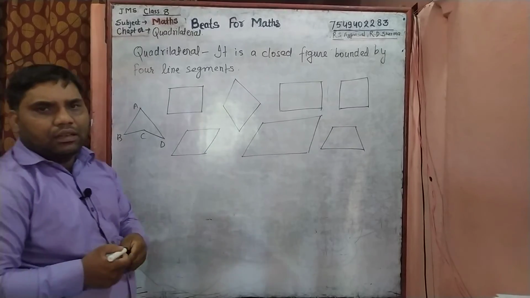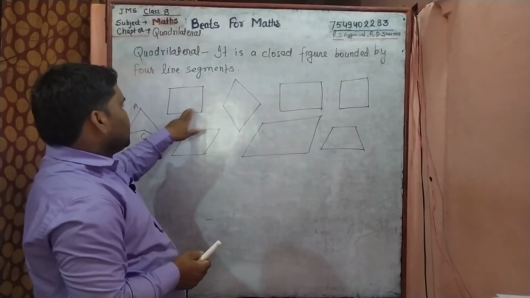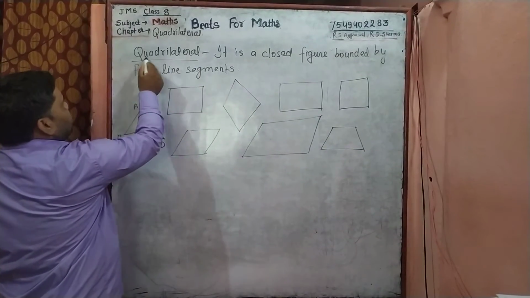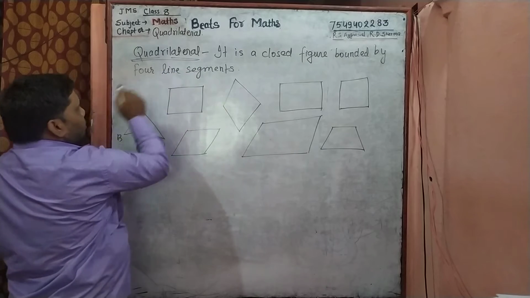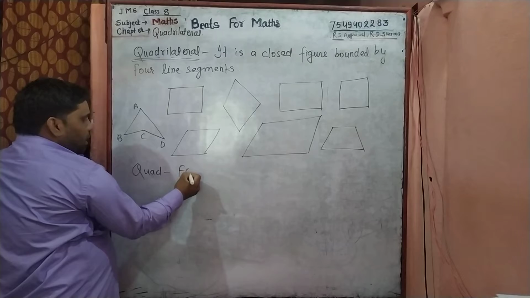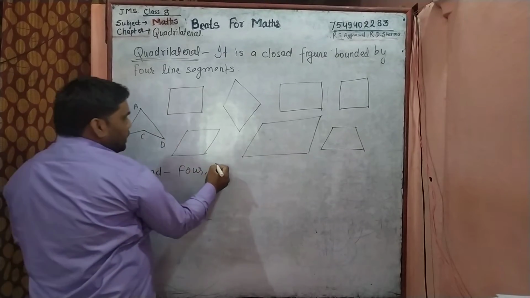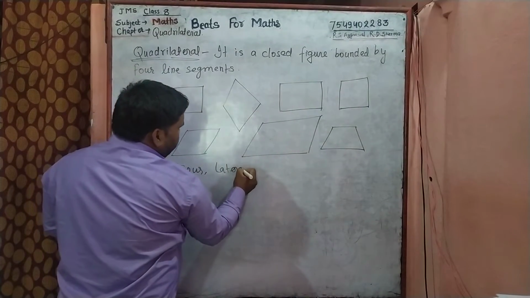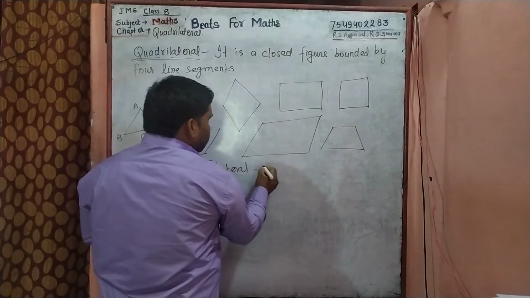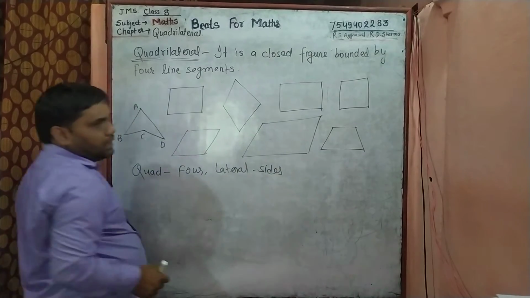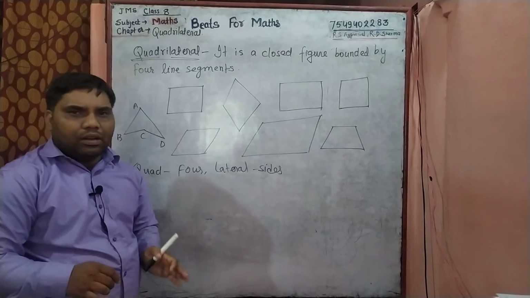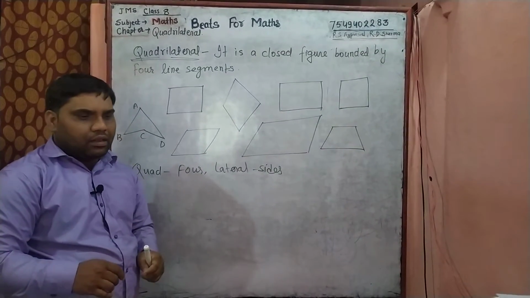You all see how many sides? 1, 2, 3, 4. The word quadrilateral is made up of quad and lateral. Quad means four and lateral means side. A figure made up of four sides is a quadrilateral. We have now understood what is a quadrilateral.